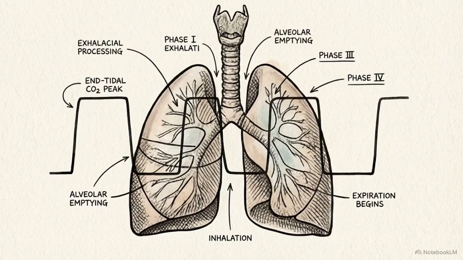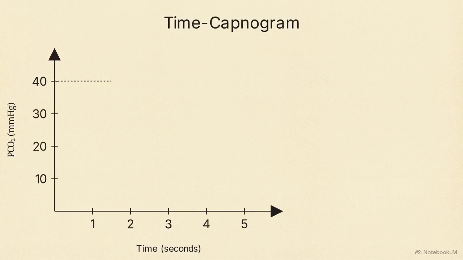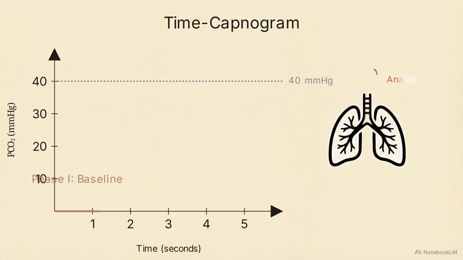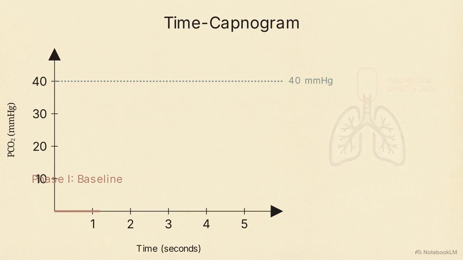Beyond the hardware, we must look at the physiological origin of the gas. The resulting waveform is a chronological map of exhalation. This is the time capnogram, with time on the x-axis and the partial pressure of CO2 on the y-axis. Phase 1 represents the start of exhalation. The first gas to reach the sensor is from the anatomical dead space of the upper airways, which contains no CO2, resulting in a zero baseline.